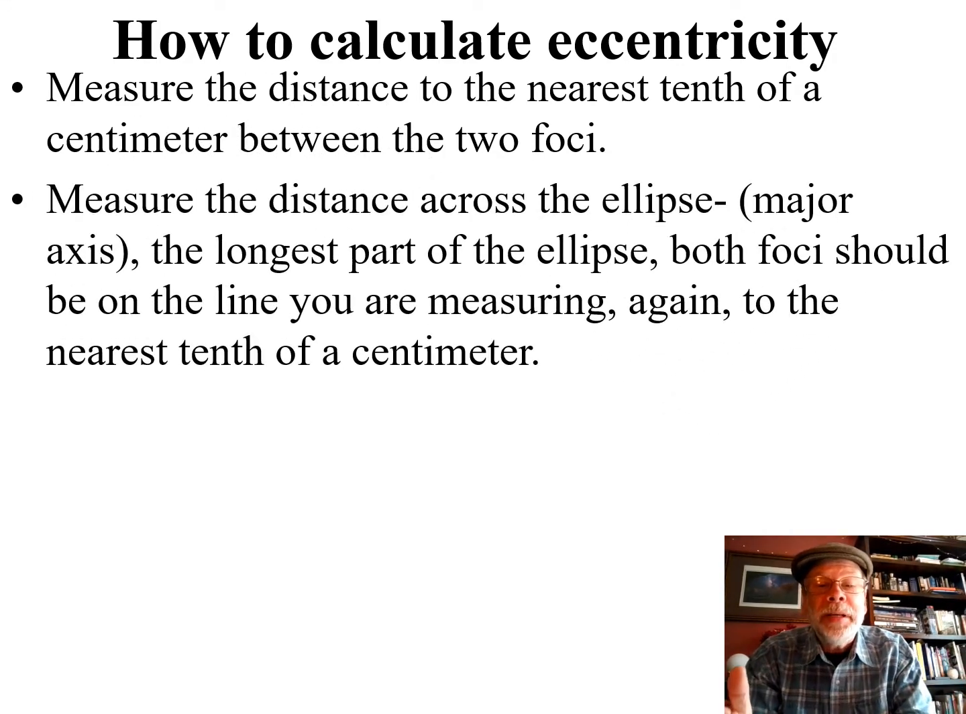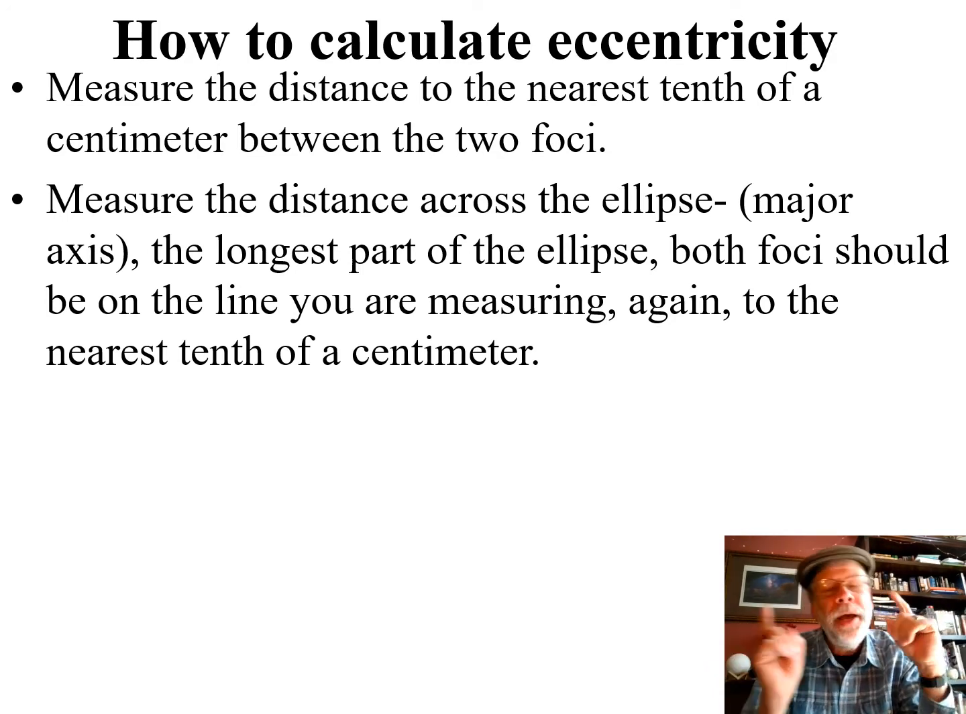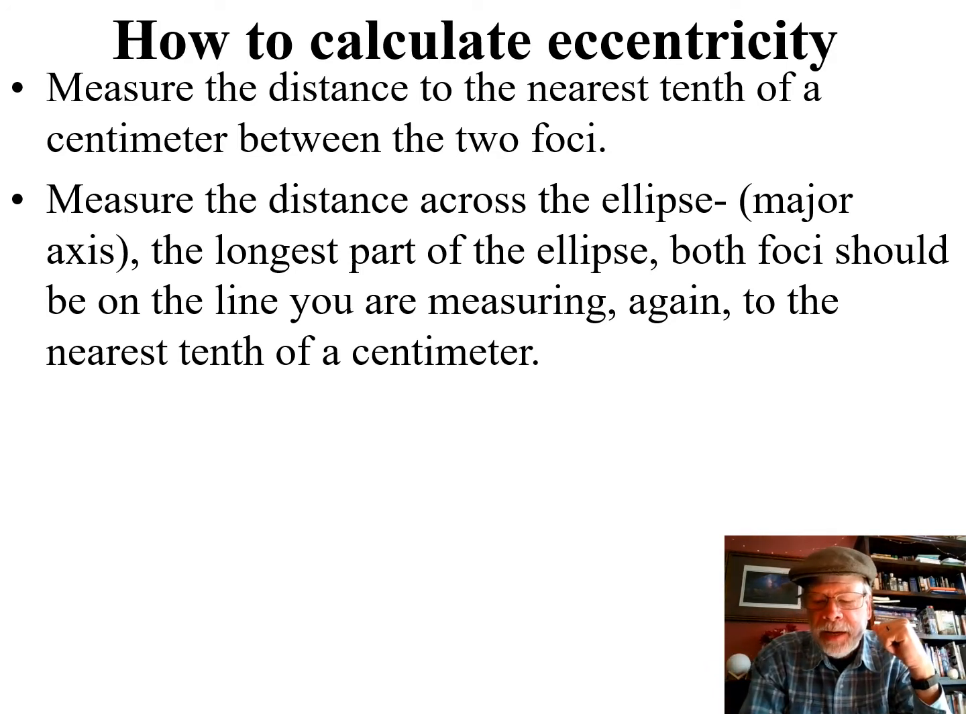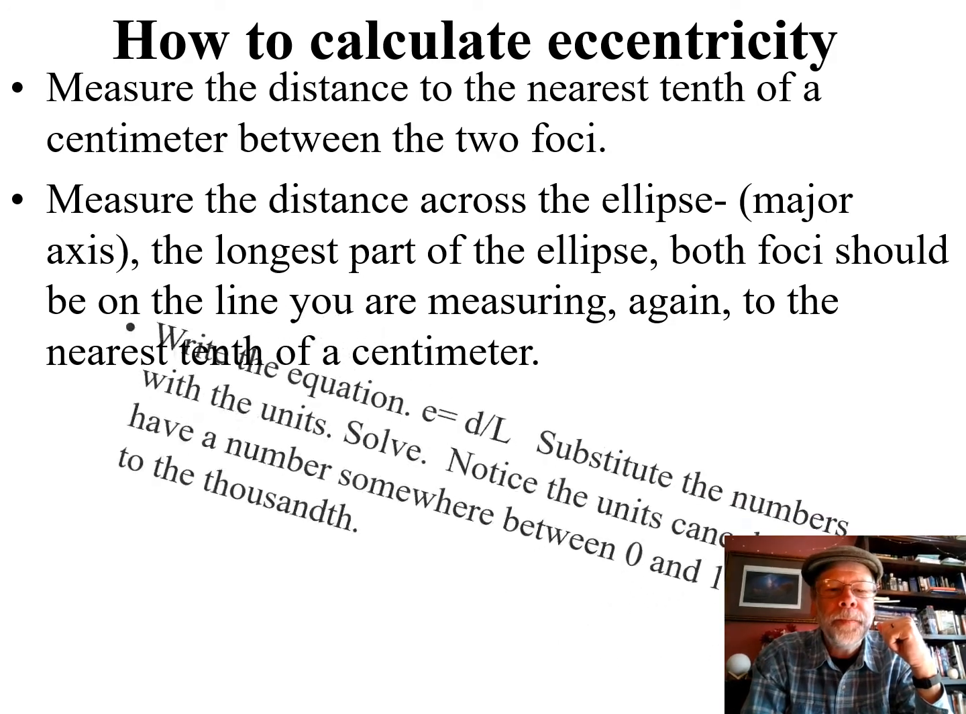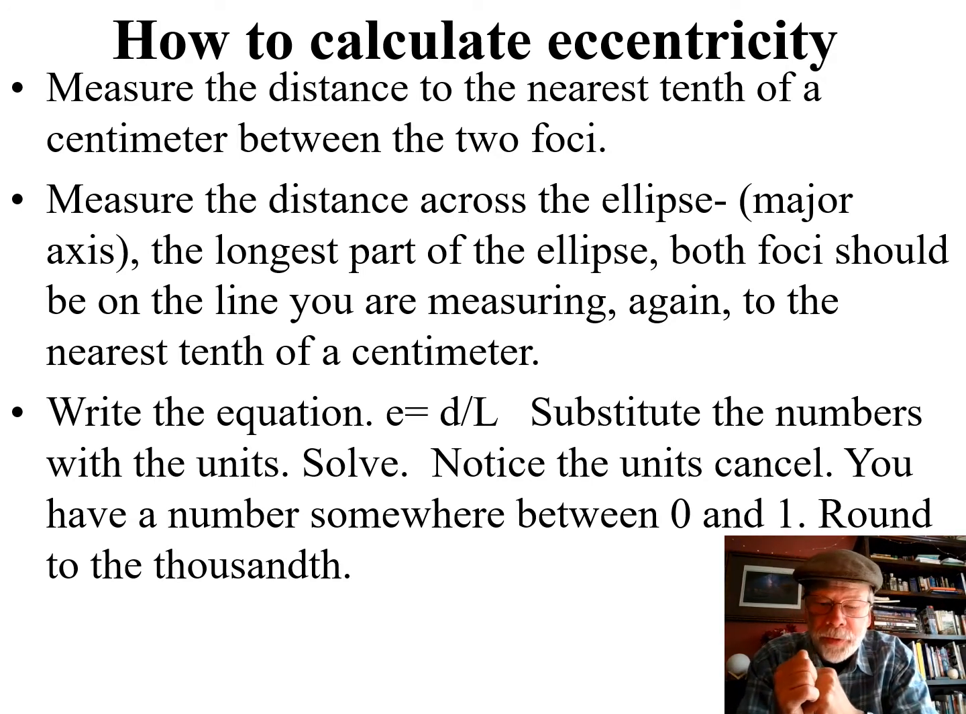Then you'd measure the distance across the ellipse, which is the major axis. It's the longest part of the ellipse. Both foci should be on the line you're measuring. Again, measure that to the nearest tenth of a centimeter. So first you write the equation, E equals d over L, substitute the numbers with the units. You have to have the units for full credit. Then you solve. Notice the units cancel. Centimeter over centimeter would cancel.